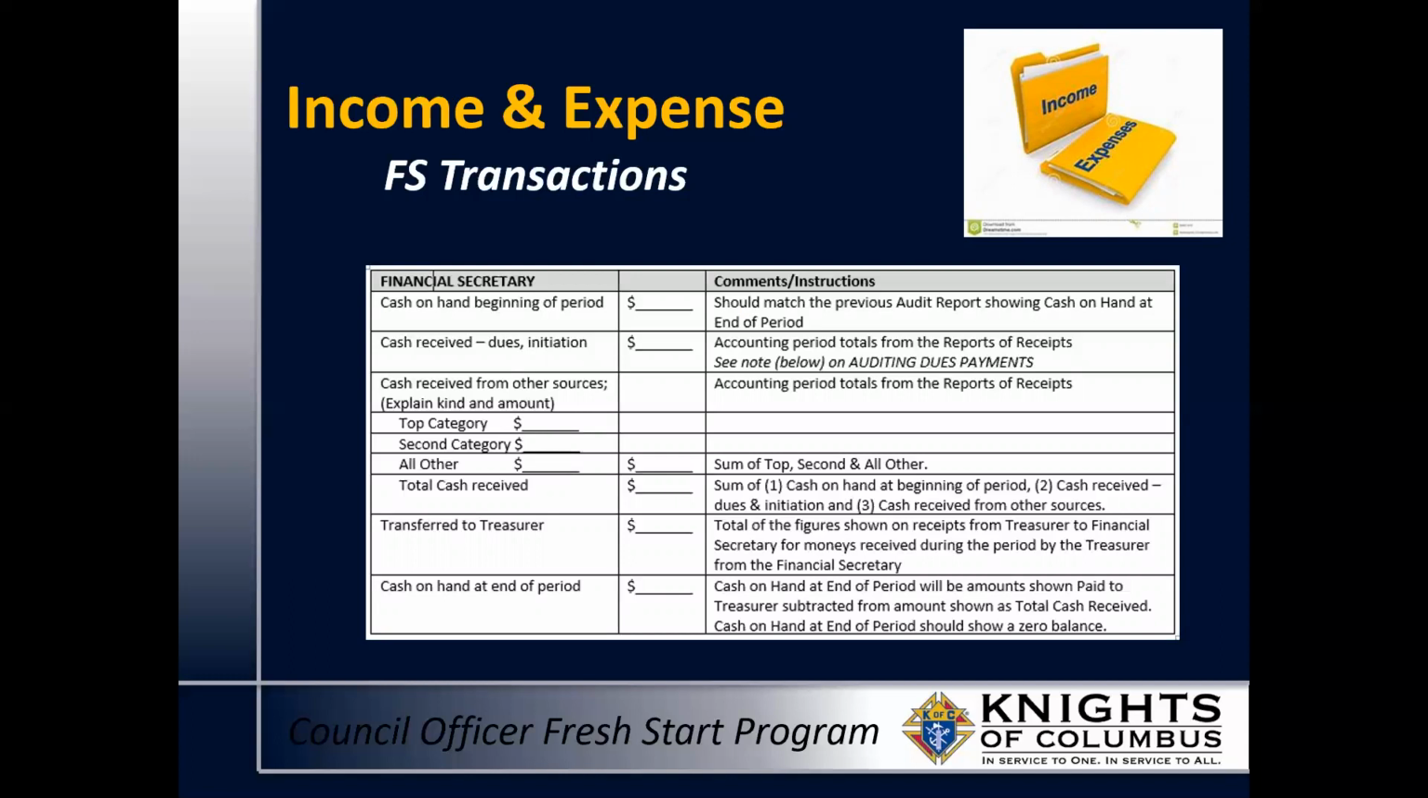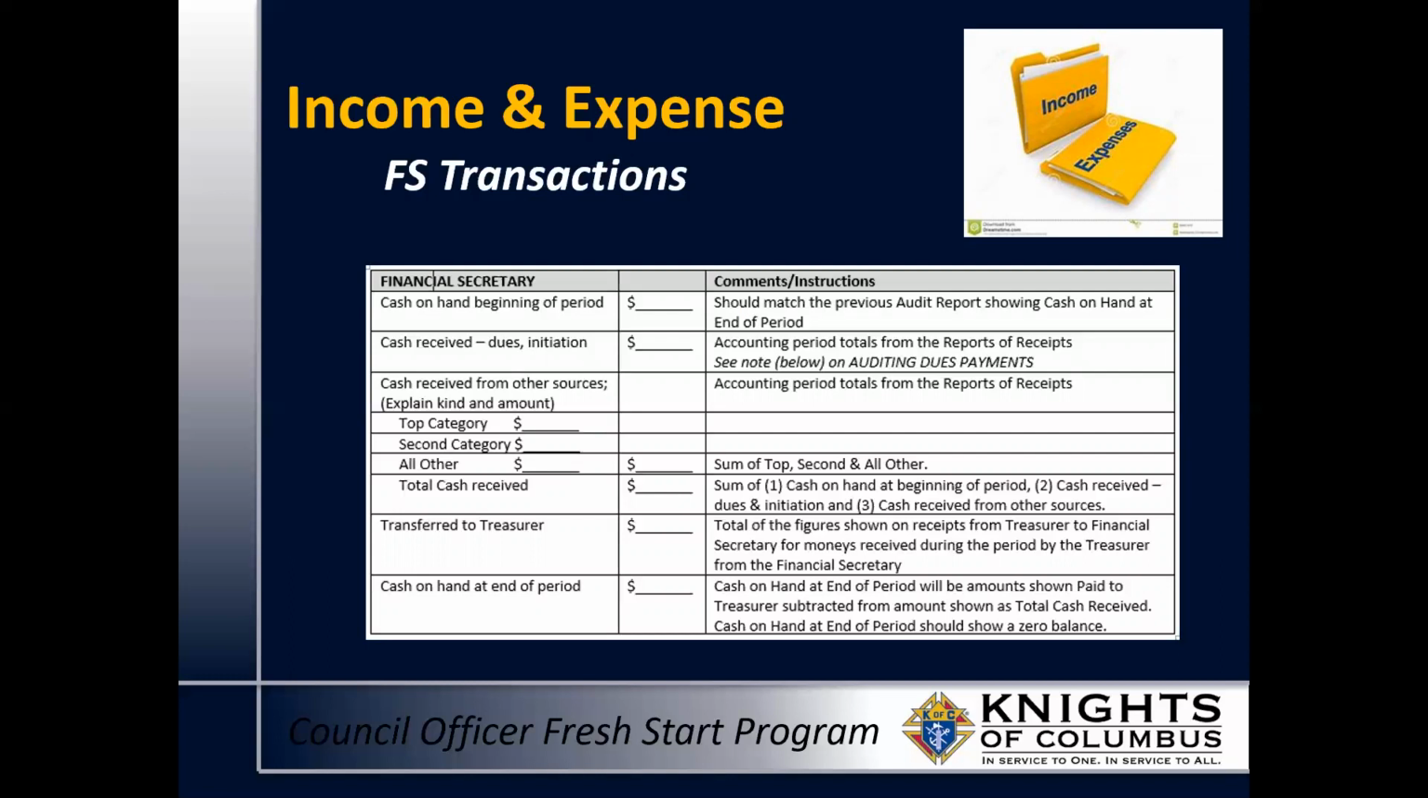It says cash on hand at the end of the period. So if, for instance, there was a check that came into the financial secretary at the end of the month, say on the 29th or 30th, and he didn't have a chance to get it over to the treasurer, then that would be considered cash on hand at the end of the period. So if there was anything on the last audit report that was on hand at the end of the period, that needs to go into the top line.